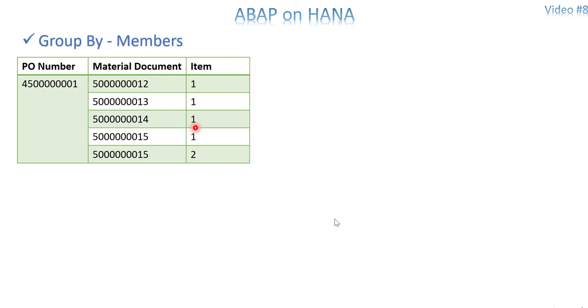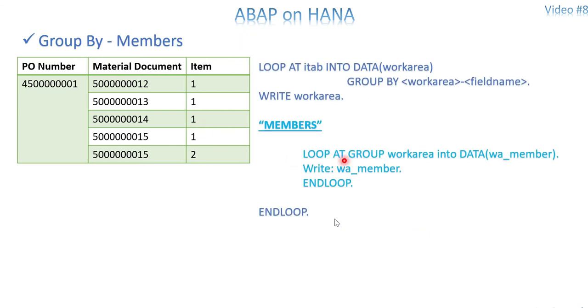It's quite simple. I'm going to use a loop within a loop. Don't consider this a nested loop with performance issues; no, it won't be a performance issue here. This is the procedure to read the group members. Within the loop, I say loop at group, new syntax, the work area mentioned in the group by, into another work area. On the fly I'm declaring one more work area for the member, the structure would be the same, and I use the write statement with the member work area.